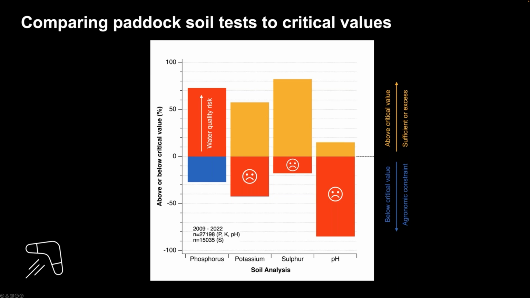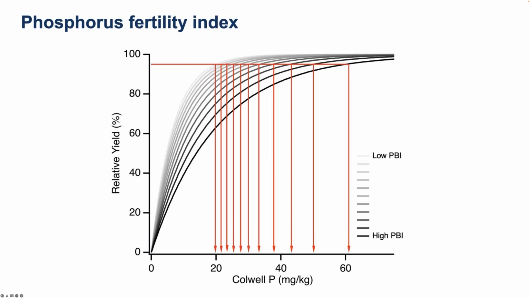It could be very useful for other stakeholders such as funders, policymakers and the like. There's often a lot of complexity in the science and difficult language to understand. Things like response curves, relative yield, PBI, critical Colwell P, etc. So to remove some of the complexity in this sort of space, we introduced a thing called a fertility index.